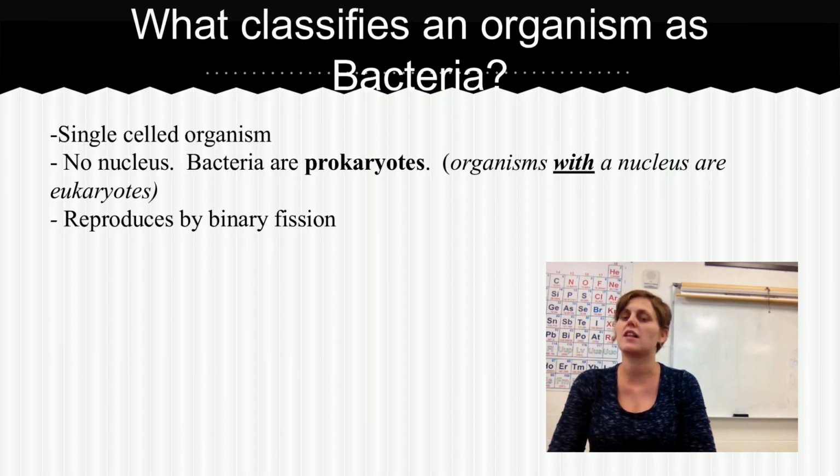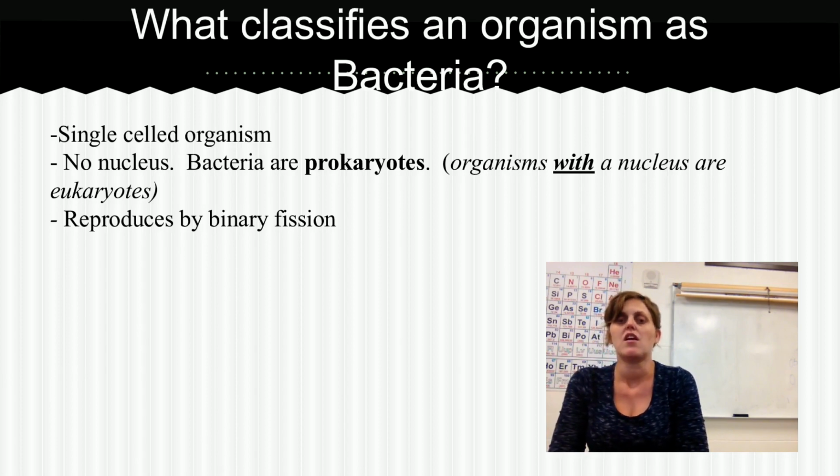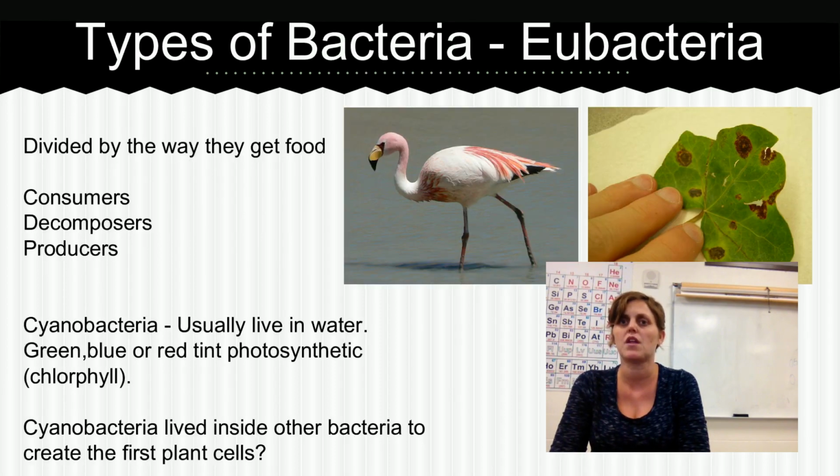First, we need to know what classifies an organism as bacteria. Bacteria are single-celled organisms that have no nucleus. This means they are prokaryotes. You can contrast that to eukaryotes, like you and me, organisms with a nucleus in the cell. So bacteria are prokaryotes, and they reproduce by binary fission, which basically means they divide.